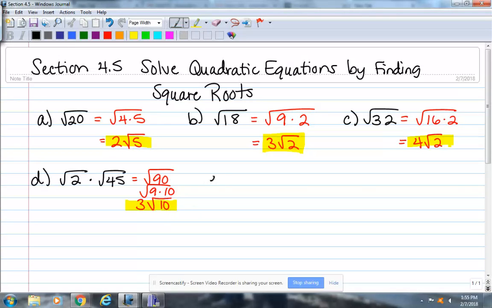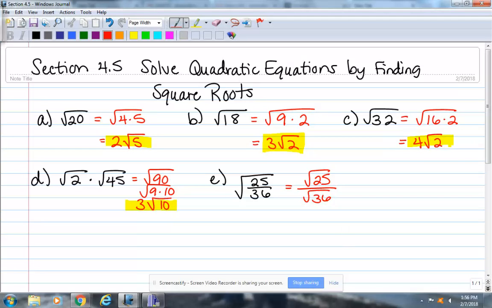All right, example E. We're going to do fractions. Okay. So if you have a square root sign over an entire fraction, what you're going to do is give the radical to both the numerator and the denominator. You're going to give a radical sign to both.